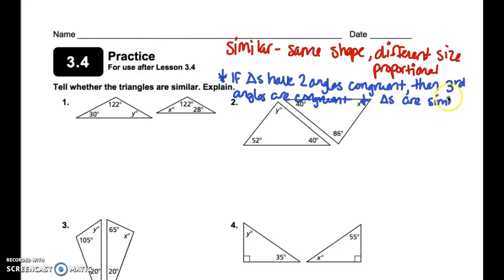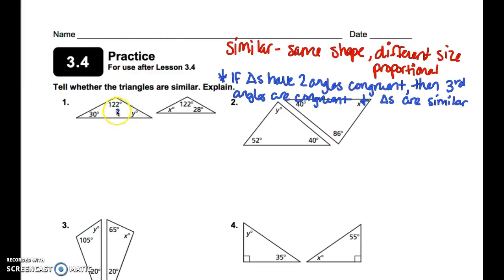Because if all three angles are the same on both triangles, then your triangles will be similar. The lengths of the sides don't have to be the same, but they will be proportional. So take a second, pause the video if you need to get that written down, and then we're going to look at the examples here.